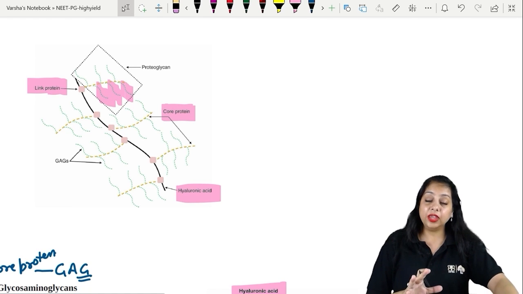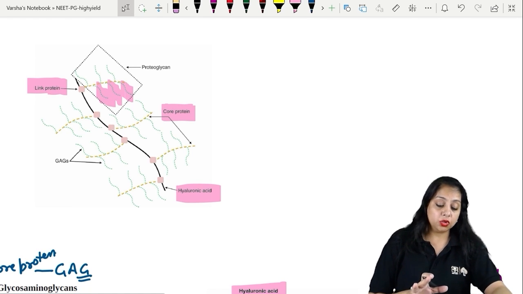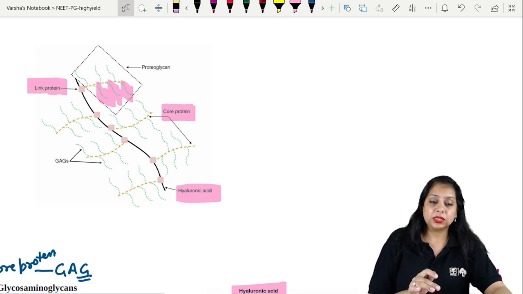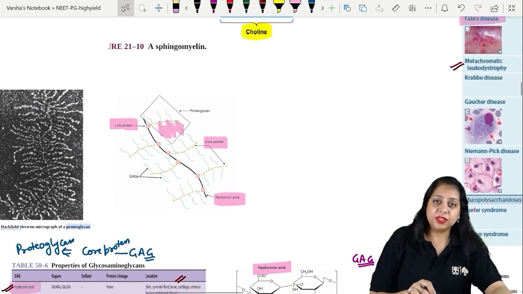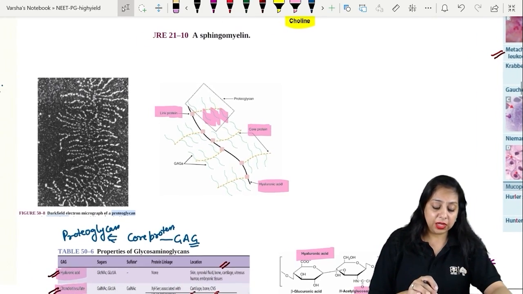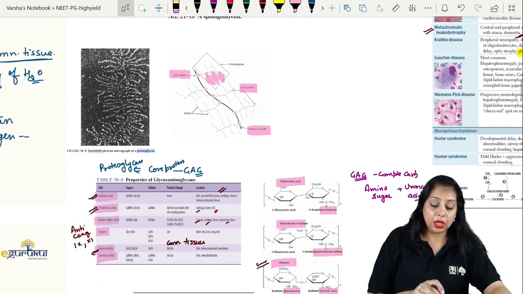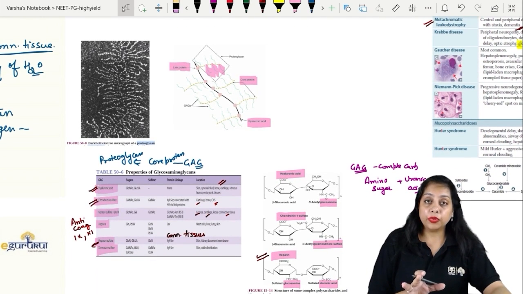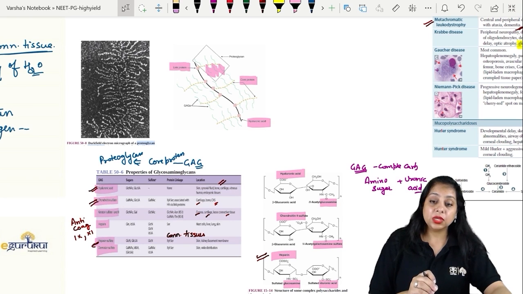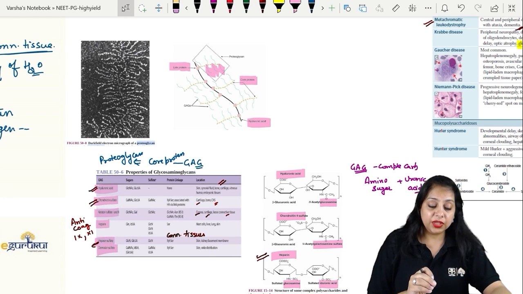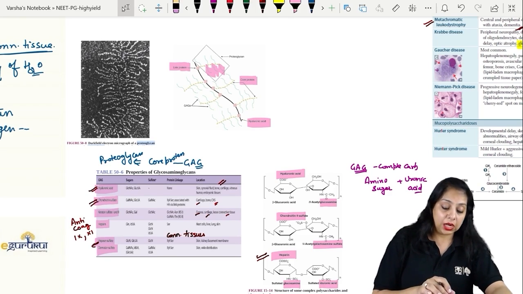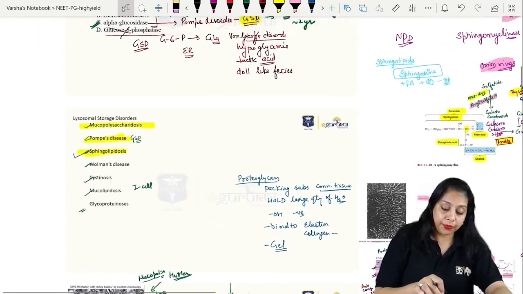This is a very complex structure, the proteoglycan, but you should be able to label all of them for examination. I have seen that question for AIIMS, I don't remember the year, but it was there. So you should know the structure of the proteoglycan, its composition, where they are found, and the diseases associated with them. The major ones we talk about are Hurler syndrome and Hunter syndrome.